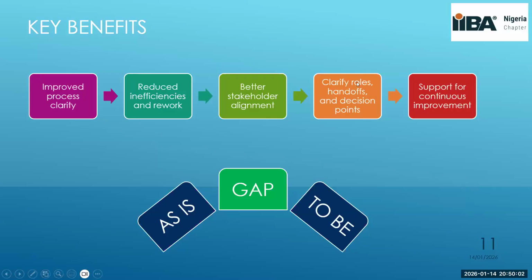And also it clarifies roles, handoffs, and decision points. The different roles involved, the different stakeholders involved, you'll be able to ascertain them and signify them using the different swim lanes. And also the handoffs, when participant or user A hands over the process to the second user, maybe user B, you'll be able to know, okay, at this point the process has moved to the second participant or the second stakeholder, and at this point it's gone to C. And also you'll be able to see clearly every decision point in that process.